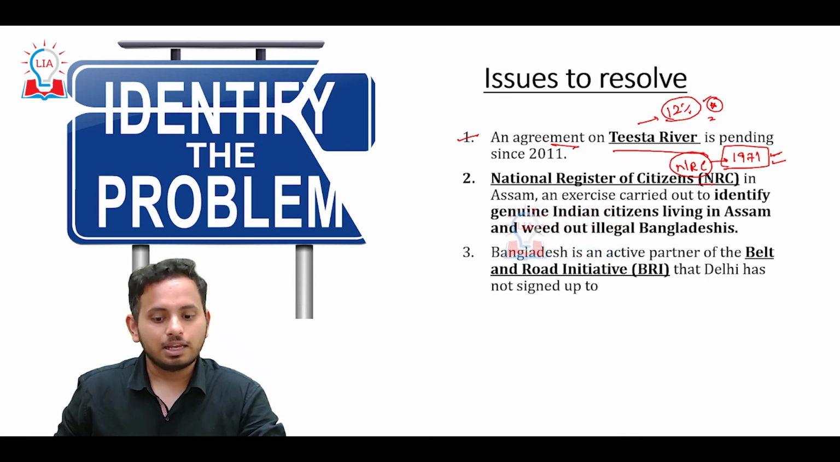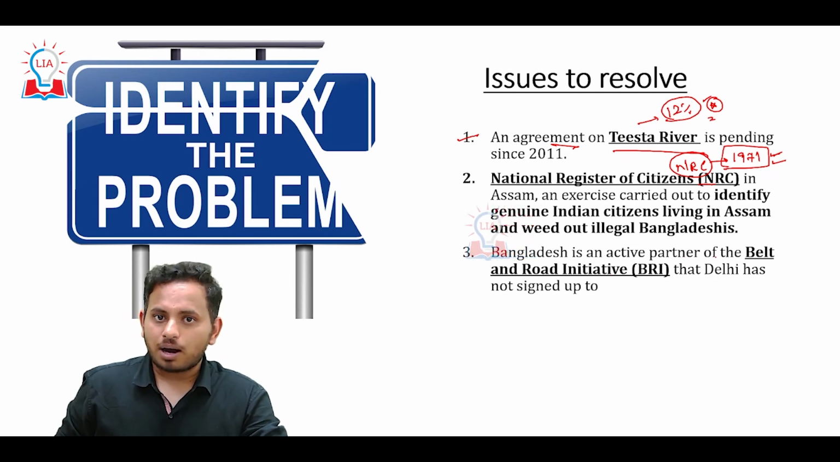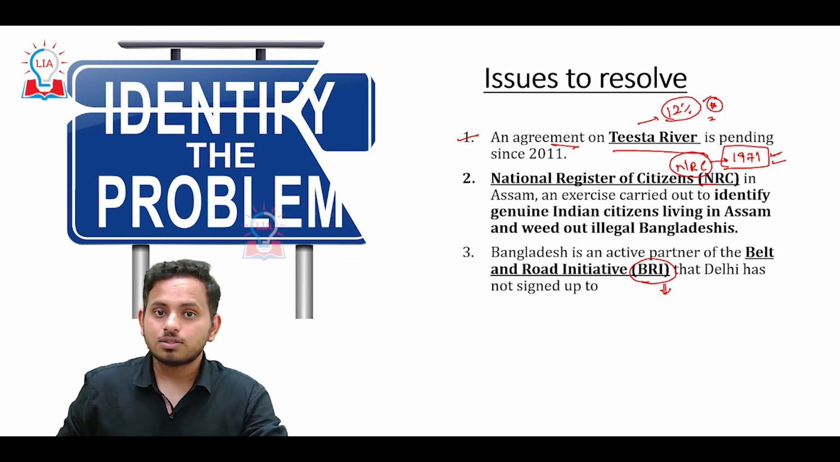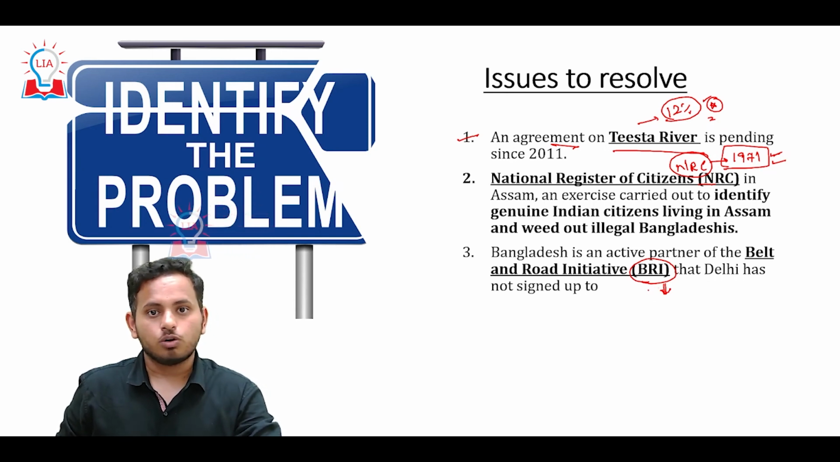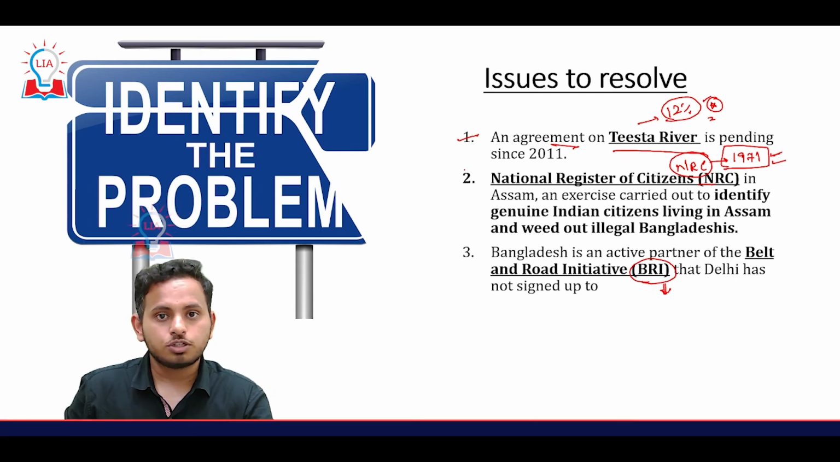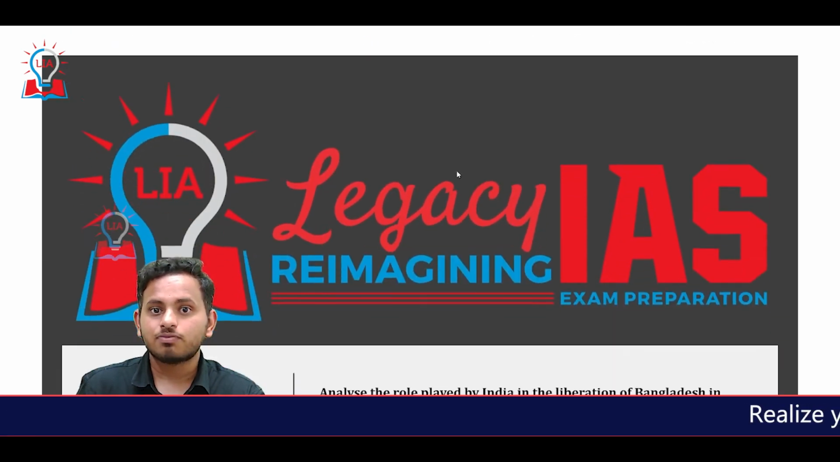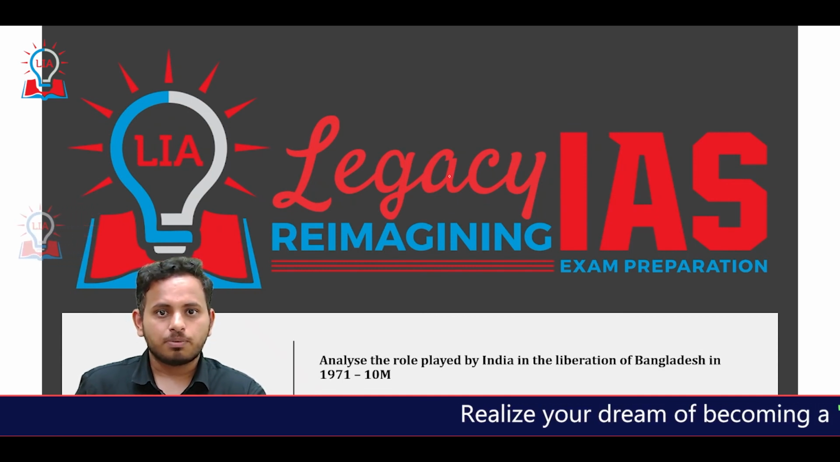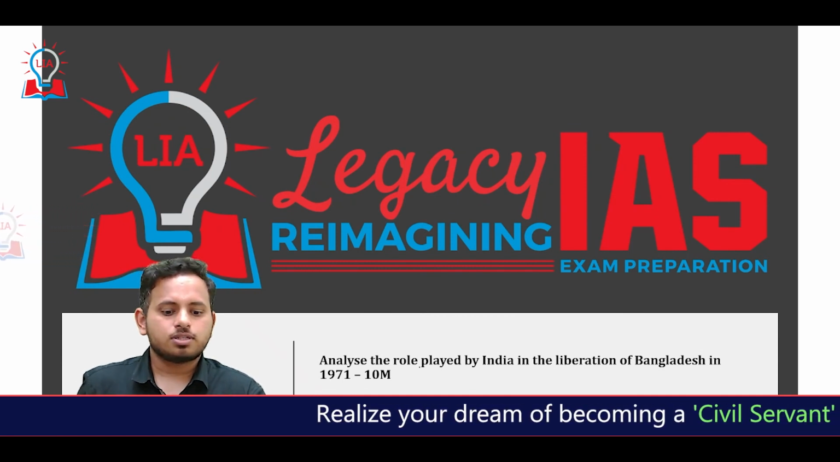Bangladesh is an active partner of BRI, the Belt and Road Initiative, which is a flagship infrastructural project by China, but India has shown its disaffection with BRI. So increasing Chinese influence on Bangladesh is a concern and a security threat for India also. So these are the three important issues prevailing between India and Bangladesh, which are hindering the growth of a peaceful relationship.